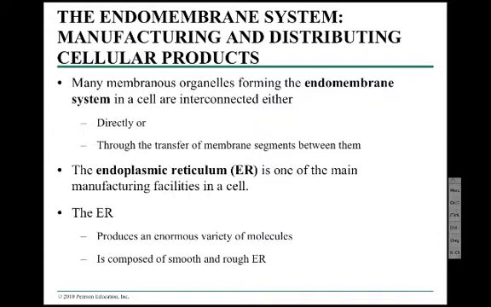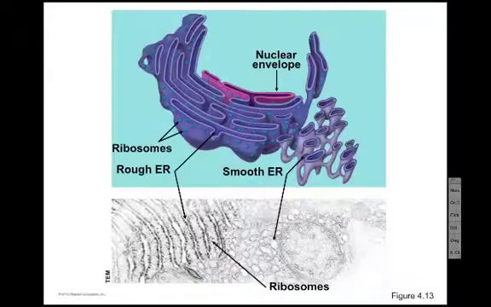The endoplasmic reticulum is one of the main manufacturing areas in a cell. It is responsible for making proteins and lipids and maybe some other molecules too. There is both smooth and rough endoplasmic reticulum. The smooth endoplasmic reticulum on the right is responsible for the manufacturing of lipids. The rough endoplasmic reticulum has ribosomes dotting it, and that's why it has that dotted appearance.